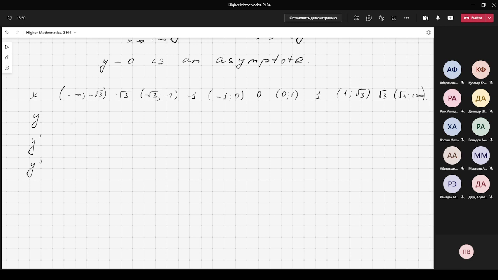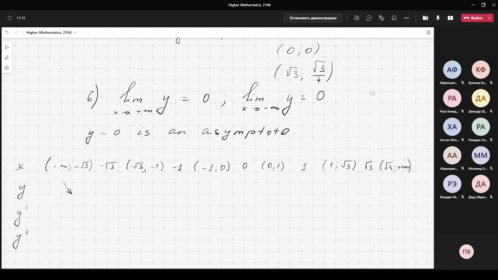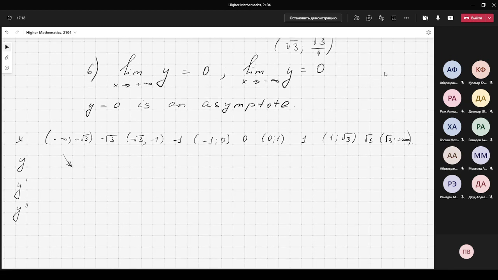In the first interval, our function decreases. If x is minus square root of 3, the value of the function y equals minus square root of 3 over 4.